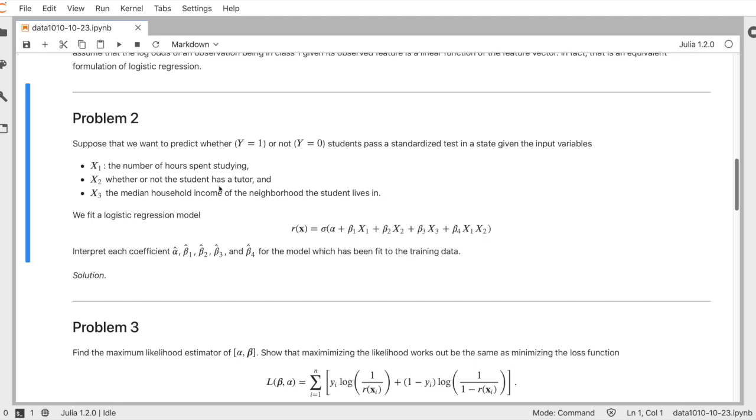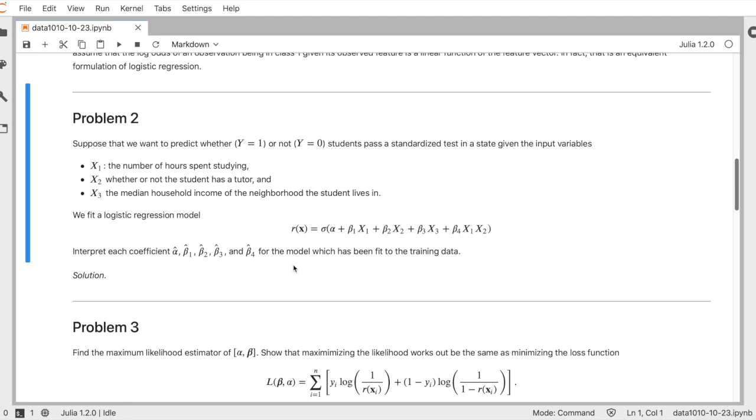So x1, x2, and x3 here, the values that we're going to collect, are the number of hours that the student spends studying for this standardized test. x2 is whether or not the student has a tutor, so that's going to be 0 or 1. And then x3 is going to be the median household income of the neighborhood that the student lives in. And we're going to fit a logistic regression model that includes these three terms, and then also this cross term, which is x1 times x2.